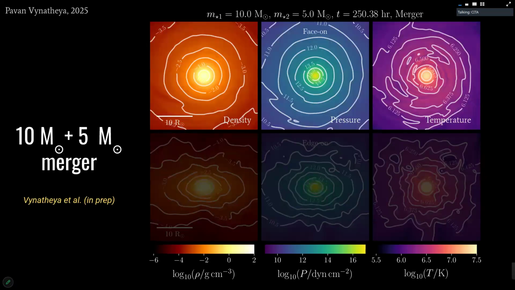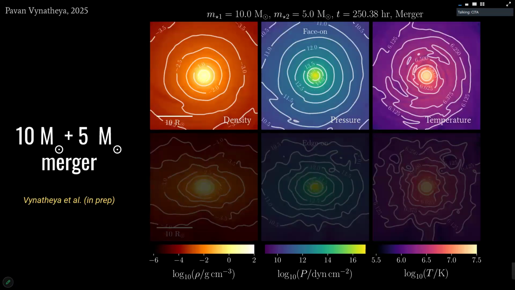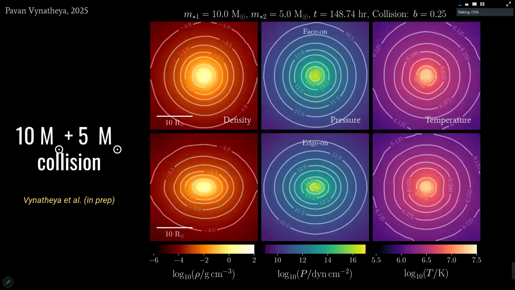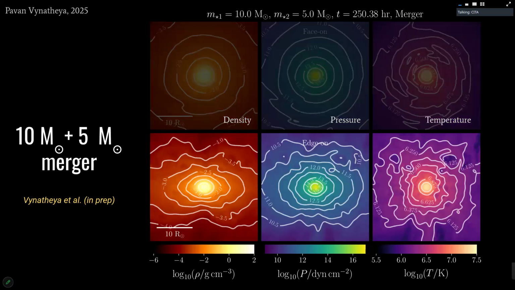In the mergers, however, firstly you see that the contours are way more irregular, in the sense that they have not settled onto a dynamically stable state yet. Note that the time mentioned here is after the merger happens. In the collision case, it was around 100 something hours. Here it is around 200 something hours. So we ran the simulation for twice as long and even more actually, but still this hasn't settled yet.